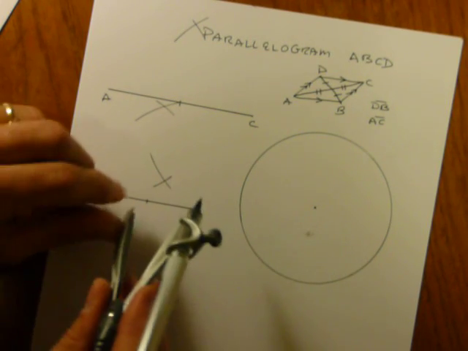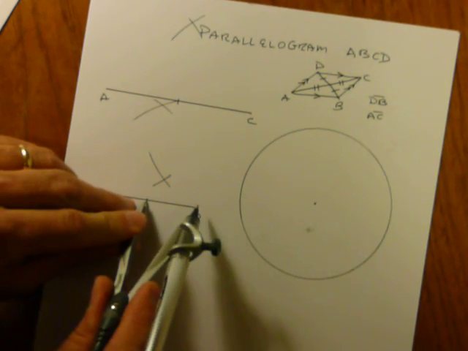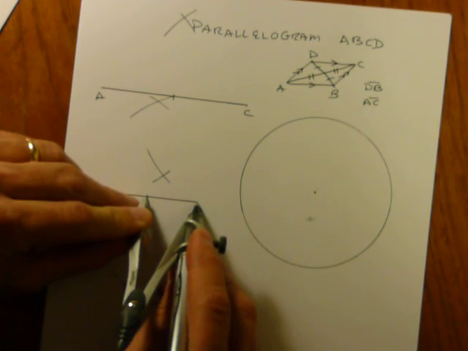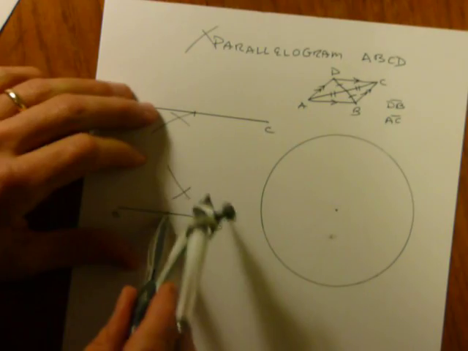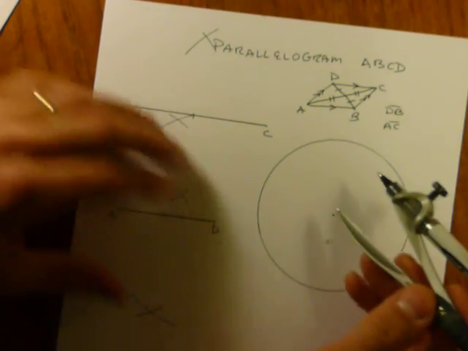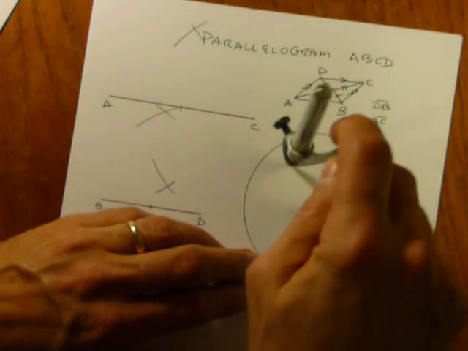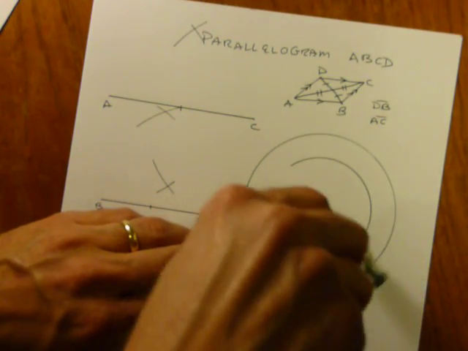I'll set my compass up on the other one, 1/2 that. Let's see, am I really getting this right? That looks pretty good. So I'll go over here, compass point in the center of my circle, and I'm going to construct a concentric circle.